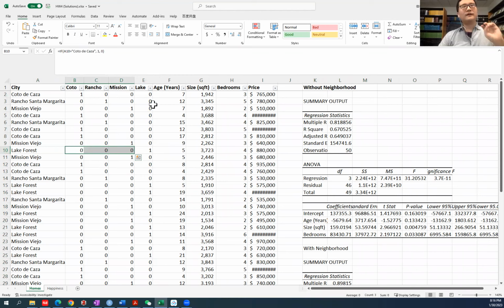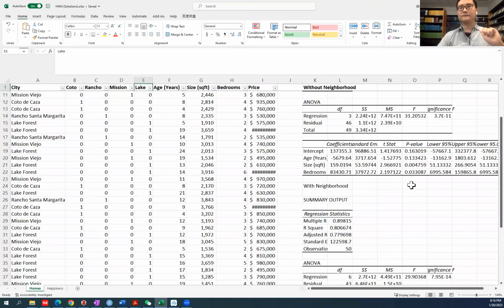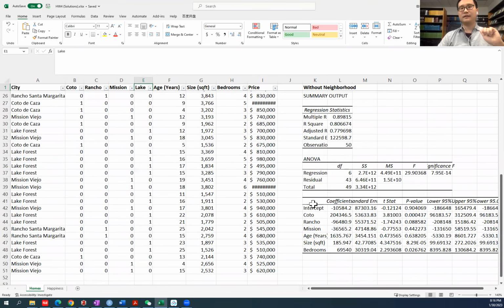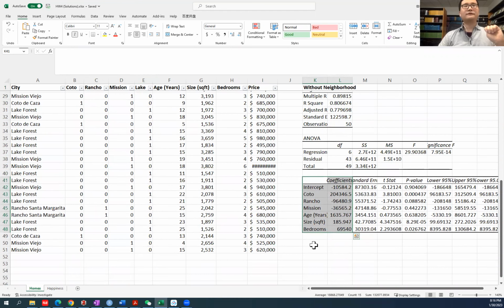So we could have 4 different choices of a reference group. We could use Coco de Casa as the reference group, or Central Margarita, or Santa Margarita, or Mission Viejo, or Lake Forest. In my output of the regression table with neighborhood here, I used Lake Forest as the reference group. Now let's see what happens if I use a different reference group.